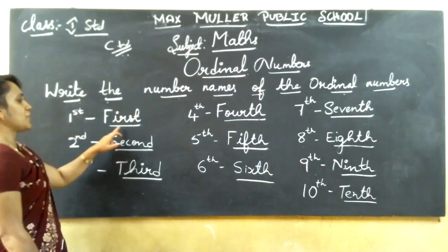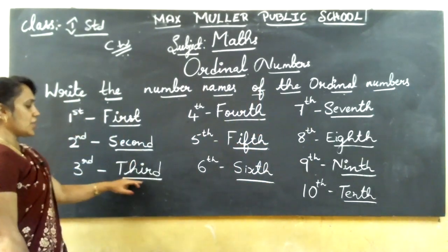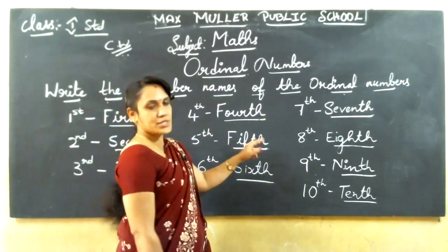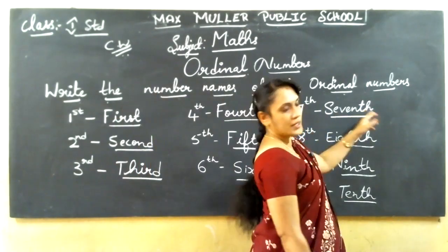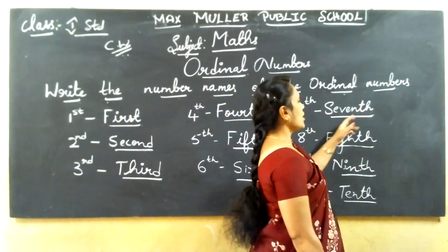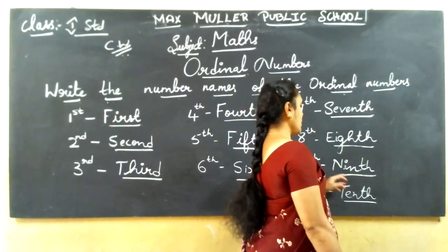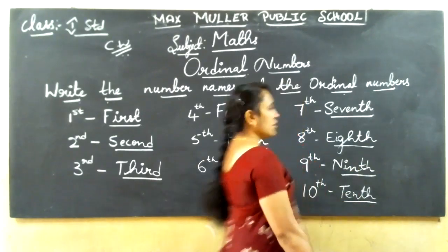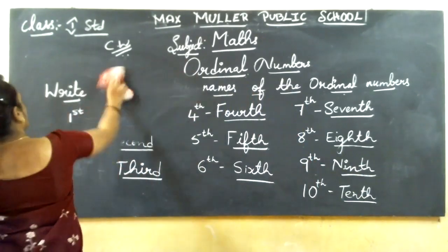Spellings you should learn. F-I-R-S-T, first. S-E-C-O-N-D, second. T-H-I-R-D, third. F-O-U-R-T-H, fourth. F-I-F-T-H, fifth. S-I-X-T-H, sixth. S-E-V-E-N-T-H, seventh. E-I-G-H-T-H, eighth. N-I-N-T-H, ninth. T-E-N-T-H, tenth. Okay, now keep ready the classwork book. Fresh page, another page.